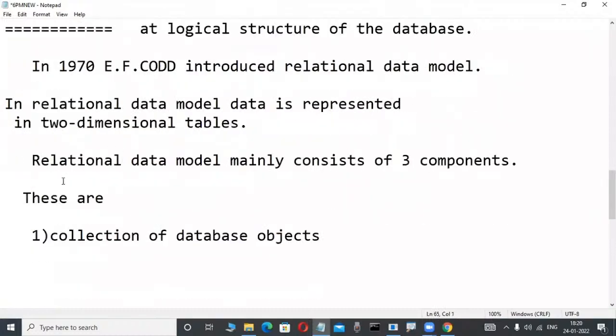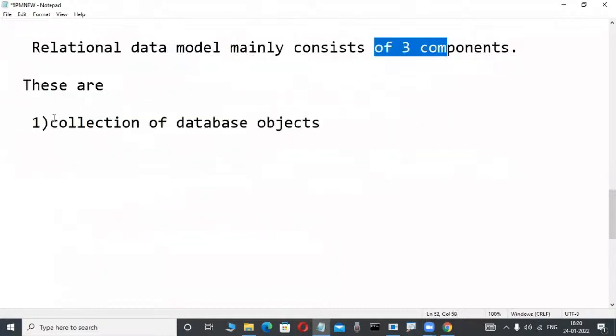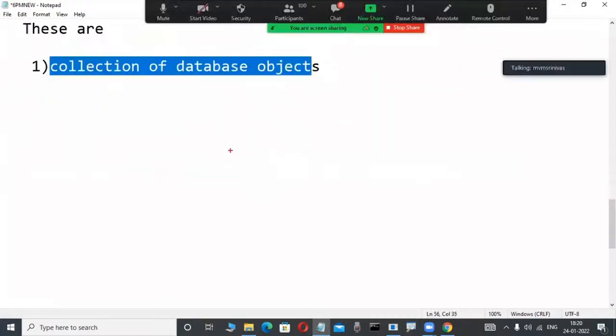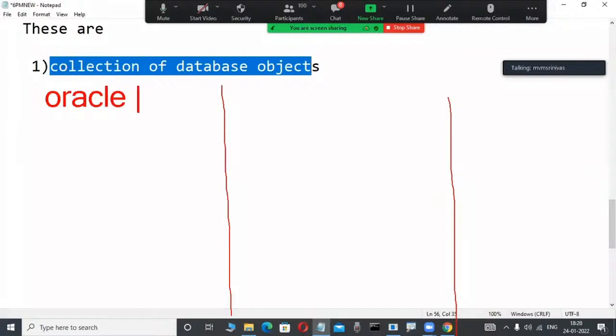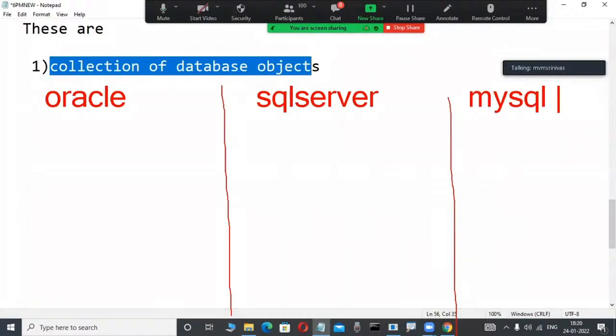Slowly observe here. The relational data model mainly consists of three components. What is the first one? A collection of database objects. That is easy. Even if you are a first-time newcomer, it is understandable. Suppose you are learning an Oracle course. Oracle is a relational data model product. Suppose some other fellows are learning SQL Server, which is also a relational data model product. Again, MySQL is a relational data model product from a different company. But in Oracle, which database objects are available? Maybe a first-time newcomer has an idea.